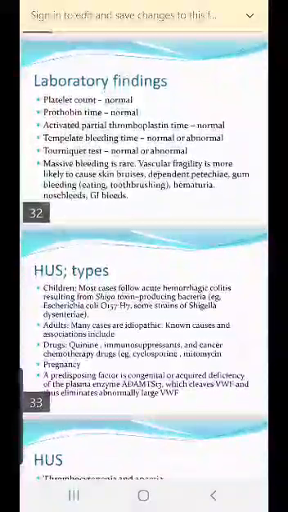Now for that, what you have to do is, first you have to run a CBC. Alright, in the CBC, if the platelet count is less, then you're dealing with thrombocytopenias, the platelet disorders.